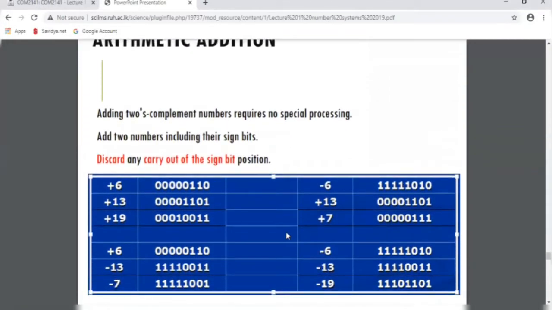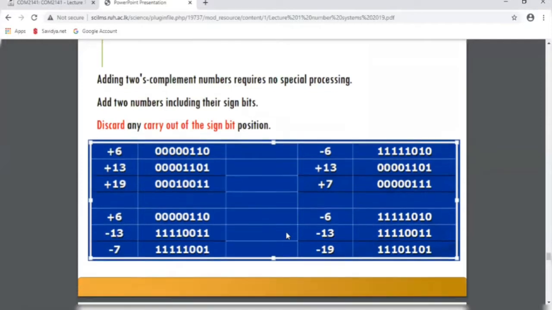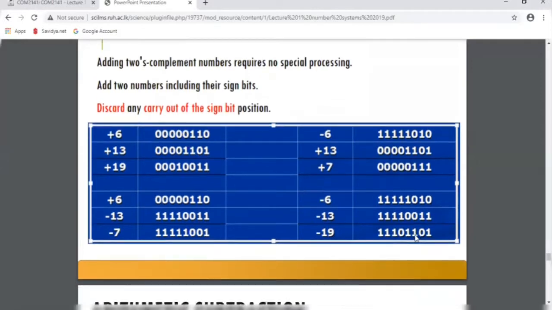So then we talked about arithmetic addition of 2's complement numbers. There's no special processing required. You have to discard any carry out of the sign bit. So you can see how these numbers are added, and you can also practice.